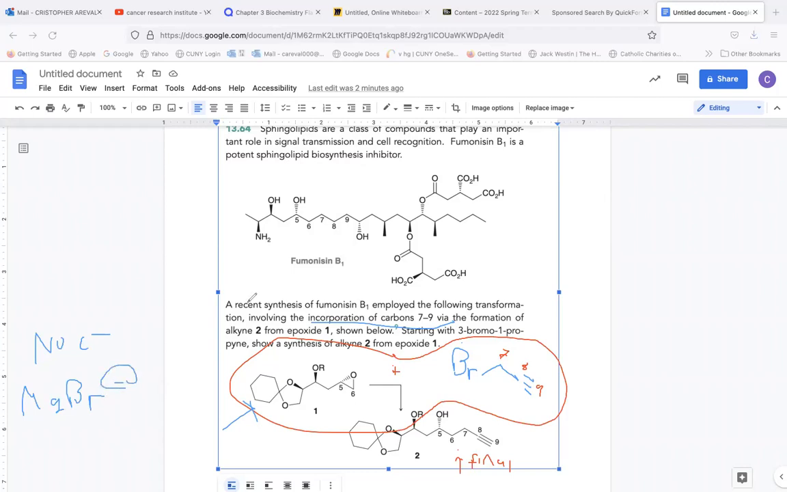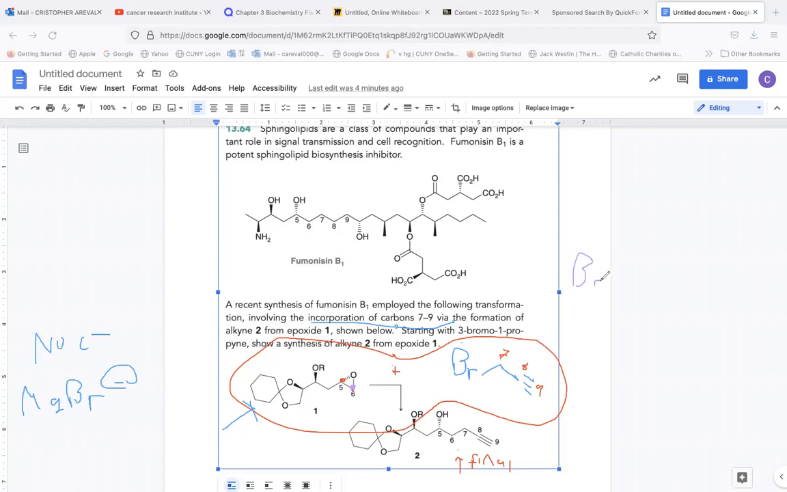Now I need to decide where it's attacking. Either at 5 or 6, because it's a nucleophile, it attacks 6 because there's nothing attached to it. So attack on 6. It'll work because attack on 6, then I add 7, 8, 9. I need to show how I made this a Grignard.